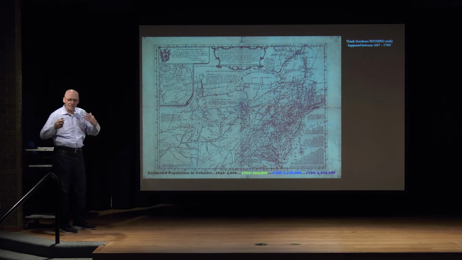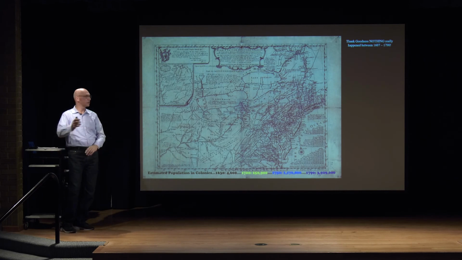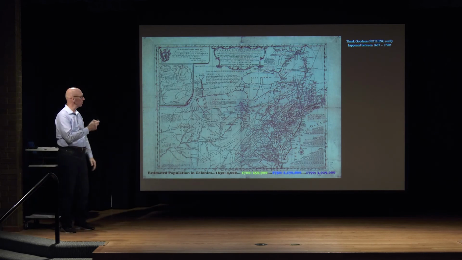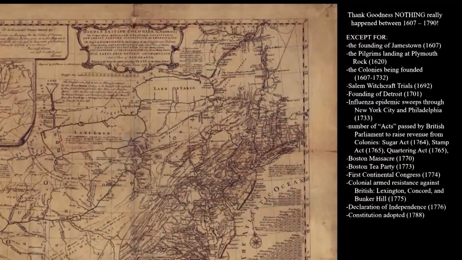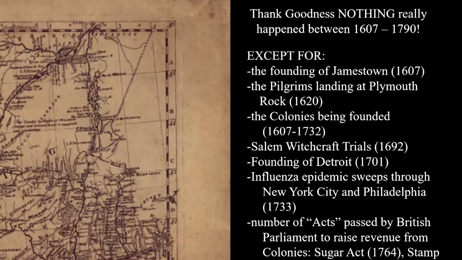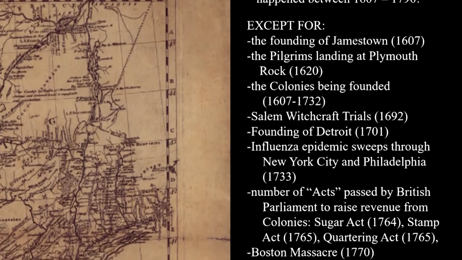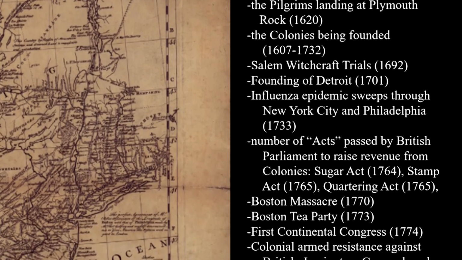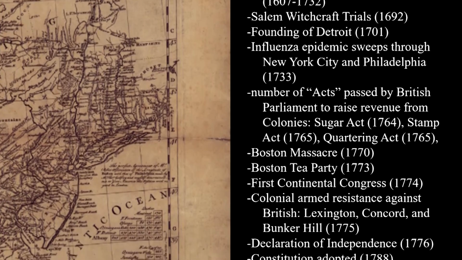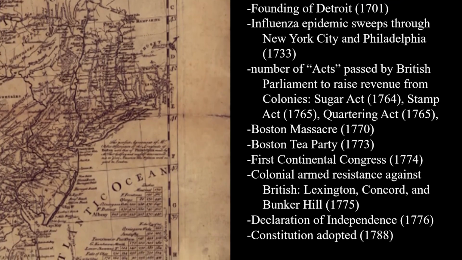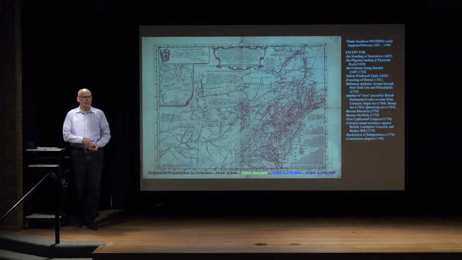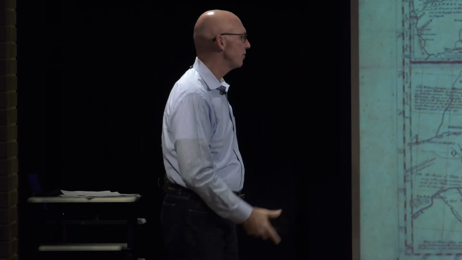But again, what could possibly happen between the years 1607 and 1790 when the first census occurred? Well, just that. The founding of Jamestown, the founding of Detroit, an influenza epidemic in 1733, American Revolution, Declaration of Independence, Constitution was adopted. There was quite a bit going on. And even though none of this is recorded in a census, what does that afford you? If your family is there, where can you get this information from?